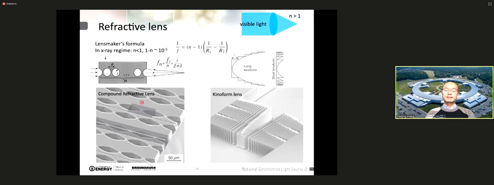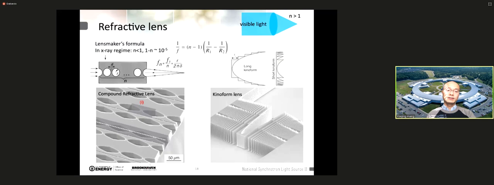And the principle is the same for the X-ray regime. We can use the same idea to focus X-rays. The difference is in the X-ray regime, the refractive index is smaller than one. So instead of using a convex lens to focus, we use a concave lens to focus X-rays. And the refractive index in the X-ray region is only a tiny bit smaller than one. Typically it's like 10 to the minus 5, very, very close to one. So that means each concave lens only bends the X-ray, focuses the X-ray a tiny bit.